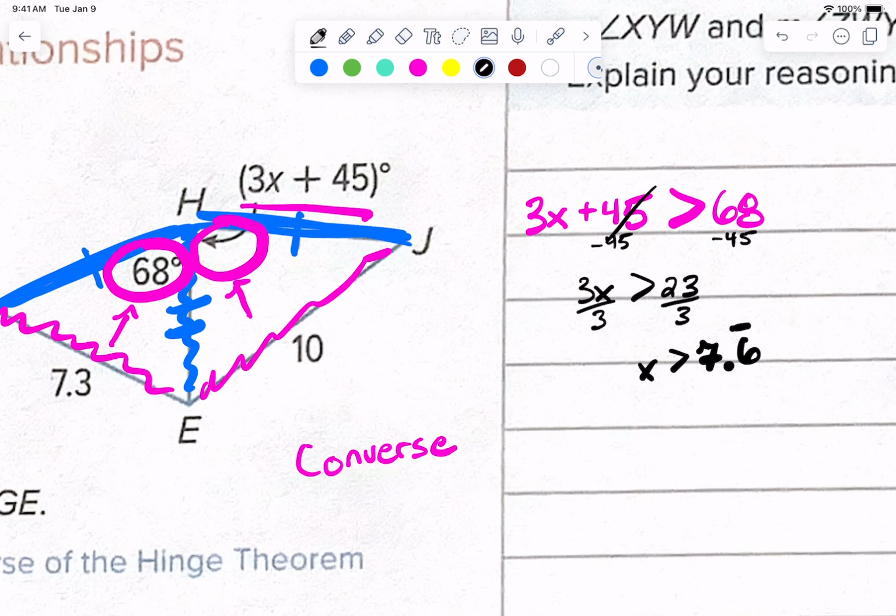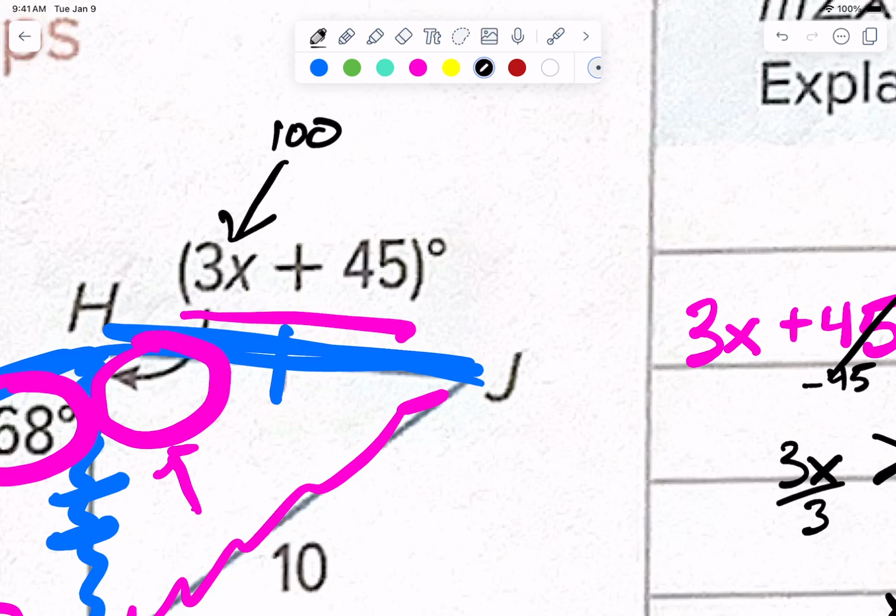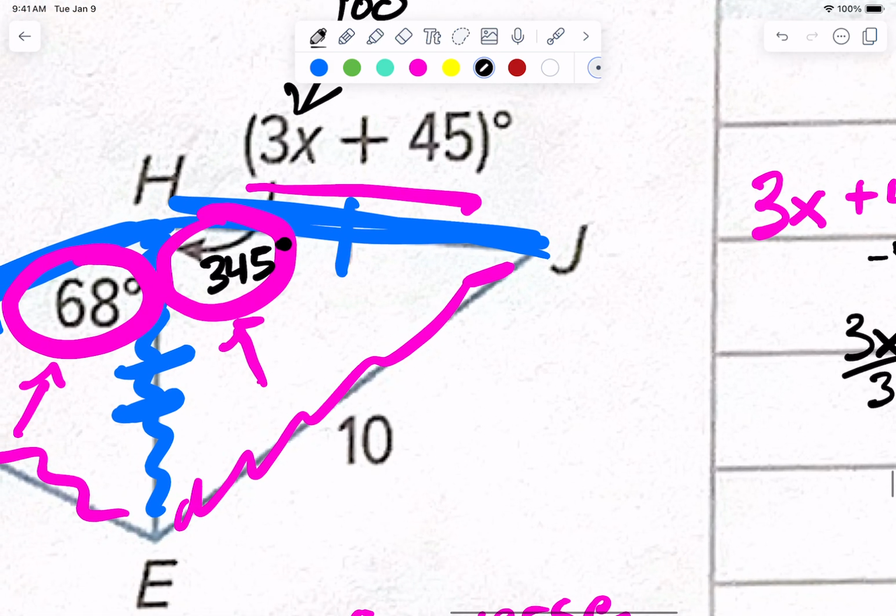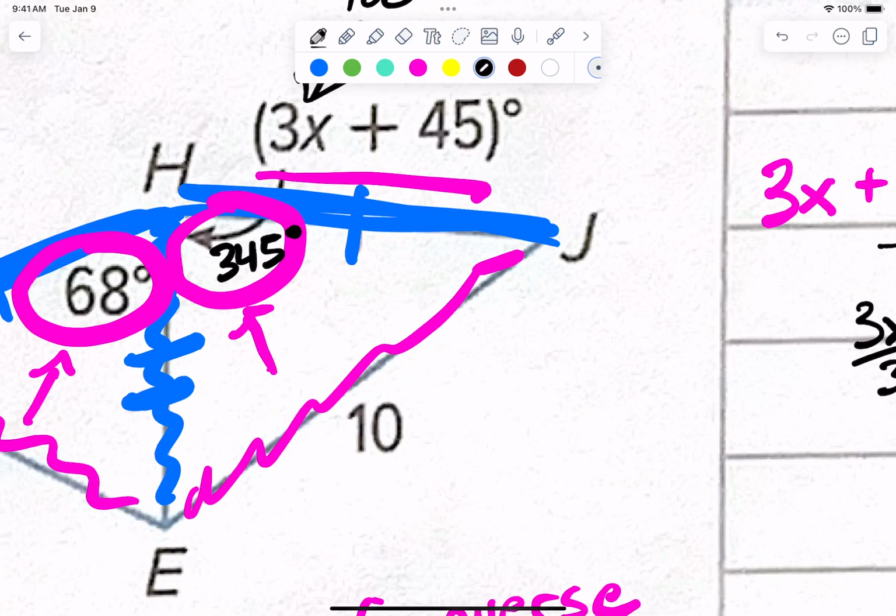Just keep going. Okay, so here's the deal. We know that this x has to be bigger than 7.6 repeating, right? Now, if it has to be bigger than 7.6 repeating, could it be any number that we want it to be? No. Could x be like 100? If x was 100, then this is 300 plus 45. This is a 345 degree angle. Could that be a 345 degree angle? Yeah. Matthew says, yeah, of course. Why not? Could it be 345? It wouldn't look right.